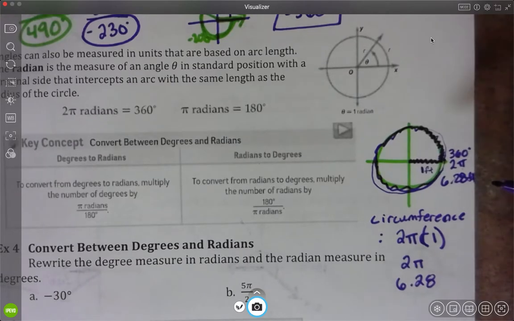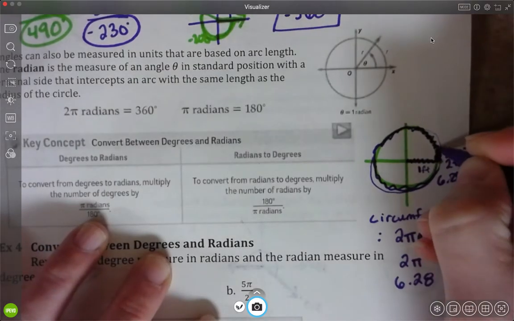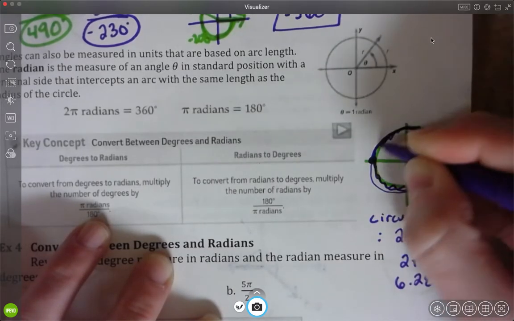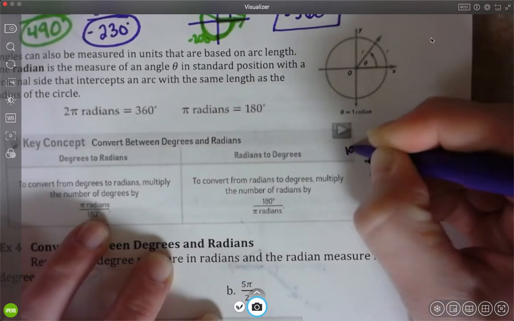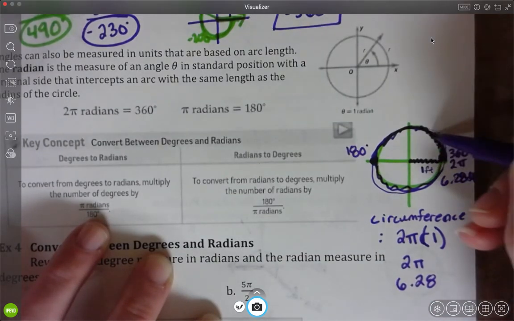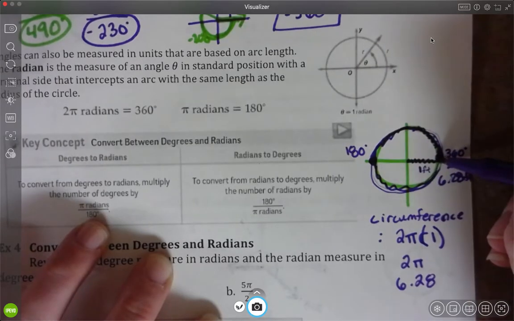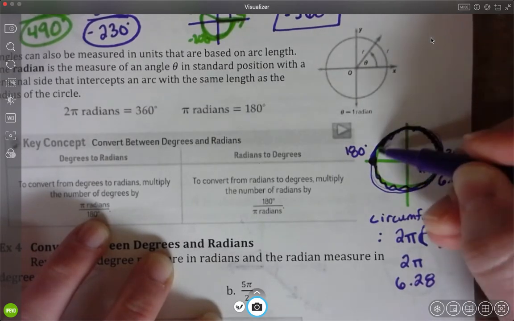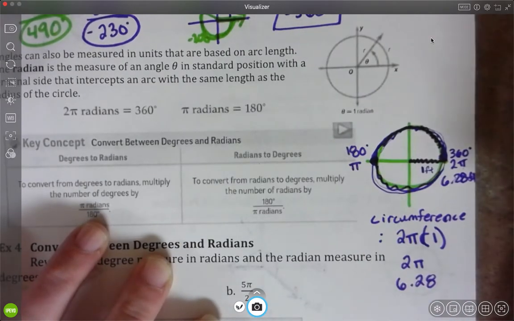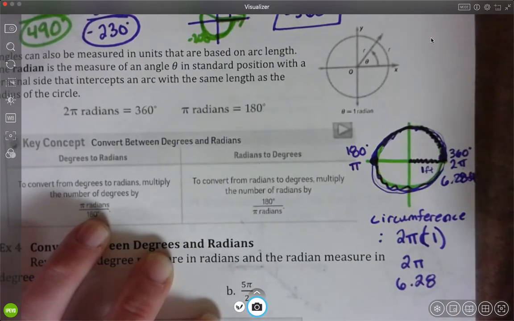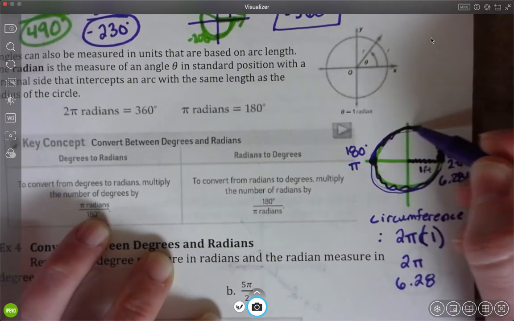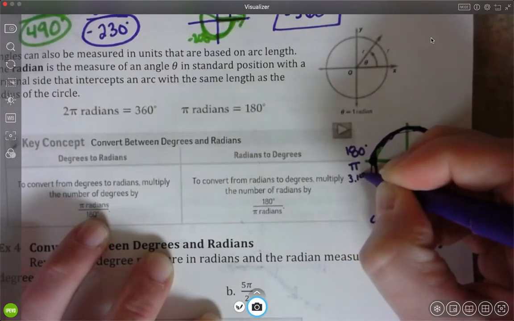Okay, so then let's think about 180 degrees. That would be me starting here and stopping over here. So if all the way around the circle would be 2 pi, what would be just halfway around the circle, or 180 degrees? That would be just like going pi units around. Because that would be the circumference, or the distance that I would have traveled, like 3.14 feet is how far I would have traveled.